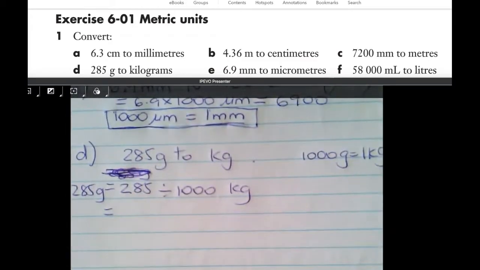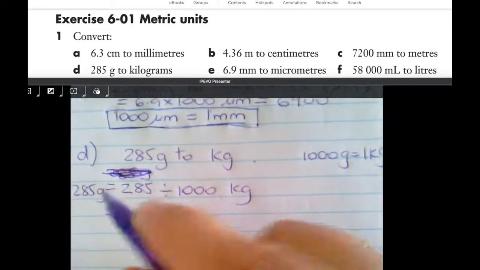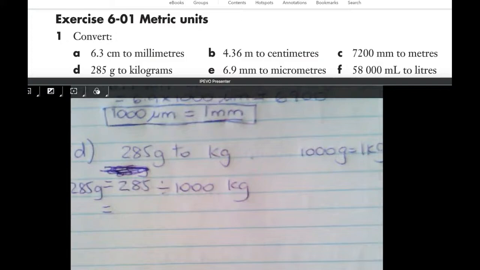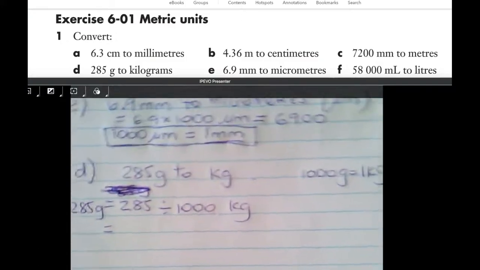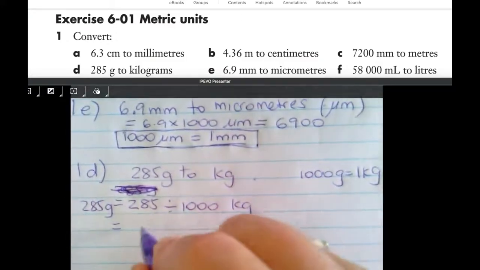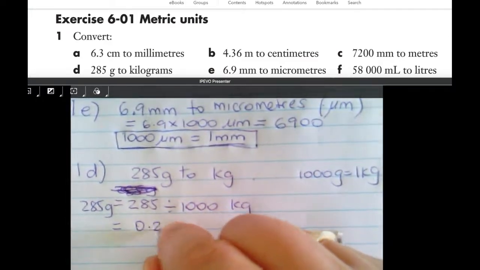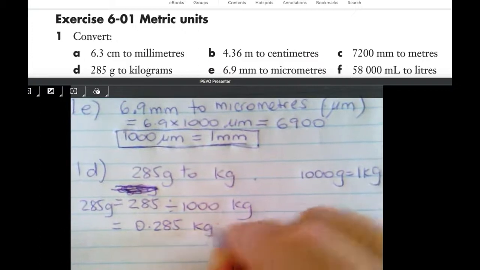Where's the decimal point on a whole number? Let me tell you, 6.5, 6.1, yeah, it's after. 6.0 is just 6, you get it? So the decimal point's on the end. If I divide by 1,000, how many jumps back? 3. So I go 285 grams. What's my answer? 1, 2, 3. What do you get? 0.285 kilograms.